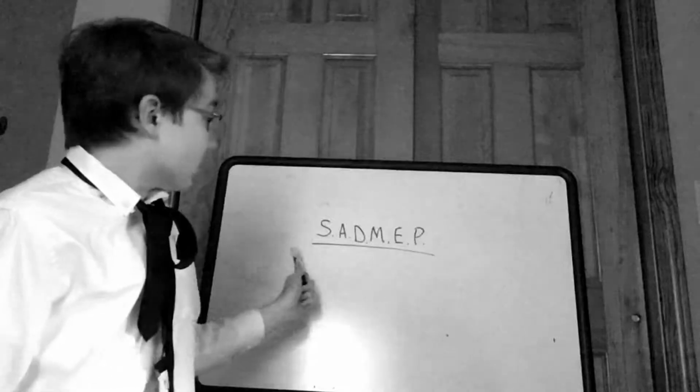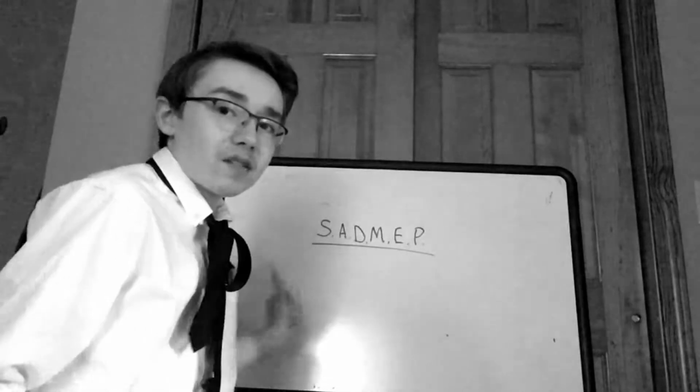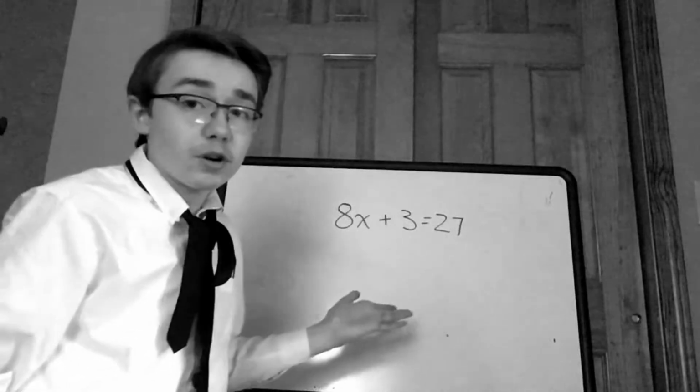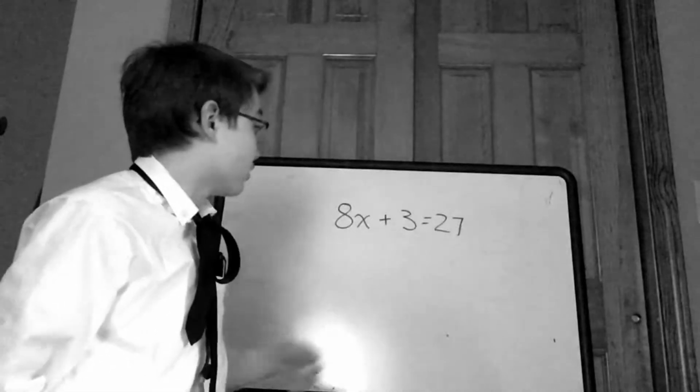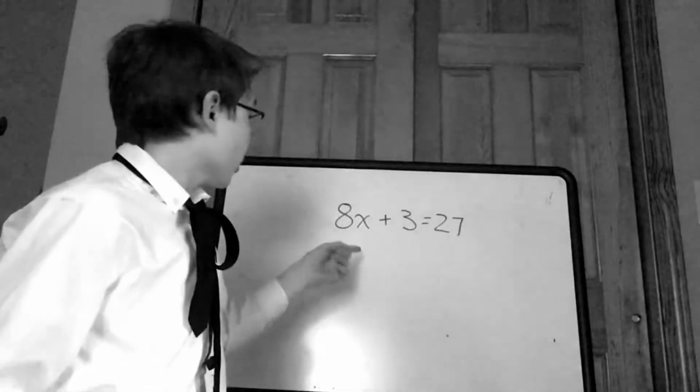I knew it! Using SADMAP is very simple. It's like PEMDAS, but backwards. Now let's take this problem for an example. This is what we call a two-step equation. Now in order to find X, we have to isolate the variable, that being X.